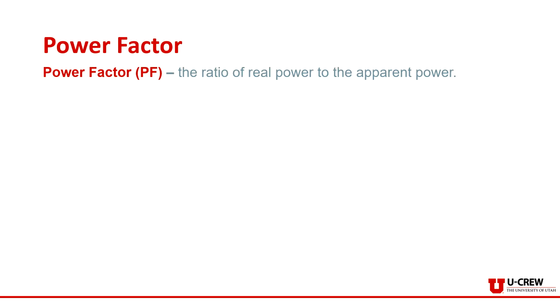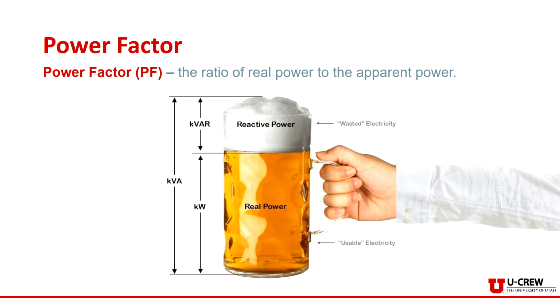Getting even more into the weeds now, how do we quantify the energy use of a building? How do we know if they're doing it efficiently? Well, one of the things we look at is power factor, and this is the ratio of real power to the apparent power. So what does that mean? Well, there's a nice little graphic down here that kind of explains it.